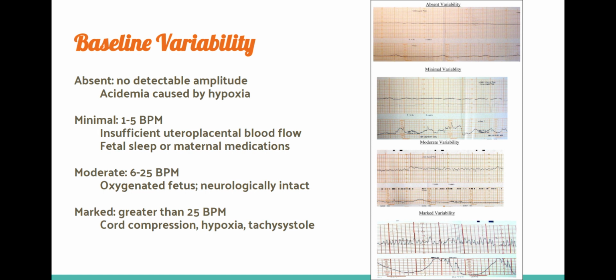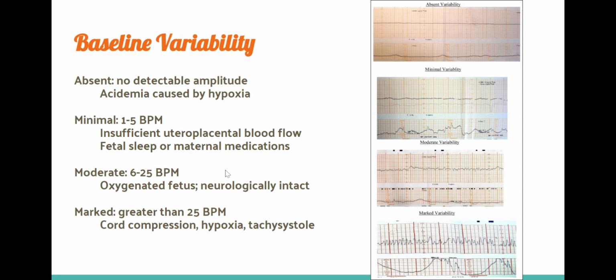Now, sometimes small periods of minimal variability are just from fetal sleep or maternal medications like opioids for pain relief, or if we're giving mom magnesium sulfate, something that would sedate the baby can cause that. But this is a baby who's not moving around. This is a baby who's not responding. So if we don't have a better explanation, we're usually thinking that there's insufficient uteroplacental blood flow. And we don't love minimal variability.